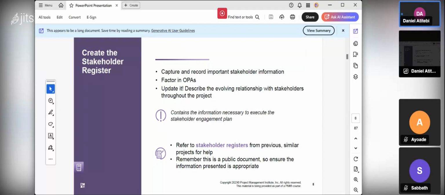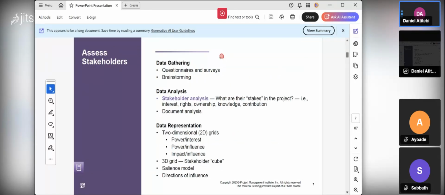So refer to stakeholder register from previous. As I said earlier on, you can refer to the stakeholder register from a previous or similar project for help. You remember that this is not a public document, because it contains important, key, and sensitive information about the stakeholders that you have identified. So make sure the information is not made available to the public. Ensure that the information presented is appropriate. Whatever is sensitive information about them, you need to hide it for your consumption alone. It's not for the public.